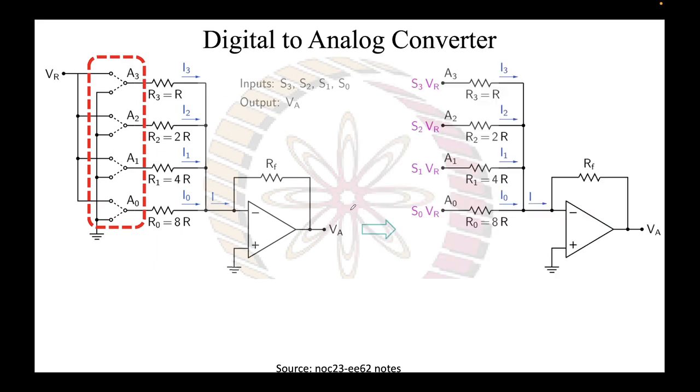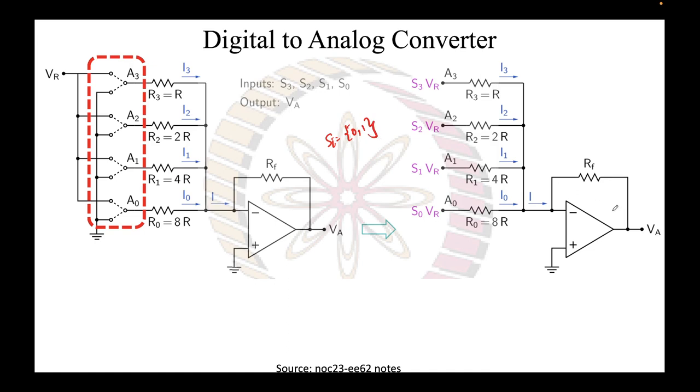The output is VA, you see over here. We can convert this circuit to look something like this. The right-hand side does not change, only the left-hand side. So S3 is the one that is changing, and all your Si are 0 or 1. Rather than using a switch, I've implemented the switch using this. So the Si will be changed between 0 and 1 accordingly, and thus the output will change.